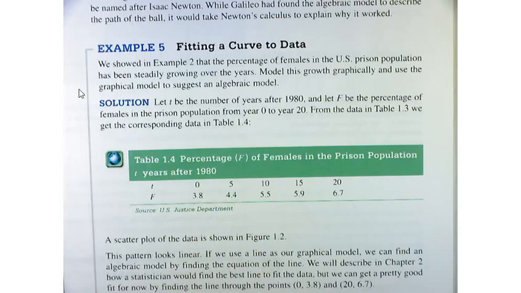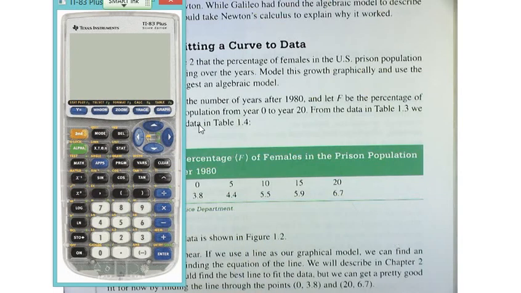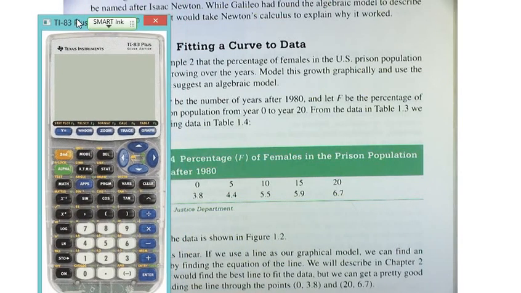So what we're going to do is we have these two values. This is the time in years, and this is the percentage of the total population. In other words, when they first started this data collection, 3.8% of the prison population was female, and then 20 years later, 6.7%. So it doubled over 20 years. And so what we're going to do is just enter that into our handy dandy calculator.